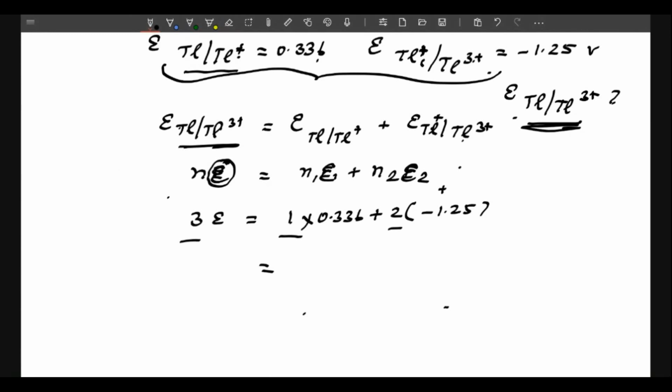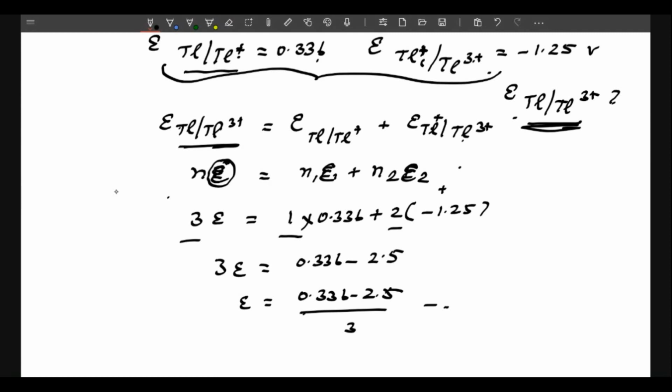Then proceed. It is equal to 0.336 minus 2 into this one, say 2.5, and this is equal to 3 epsilon. Epsilon is equal to 0.336 minus 2.5 by 3, equal to nearly 0.7 something will be there. Nearly 0.72 or 0.73 would be there. Correct answer?